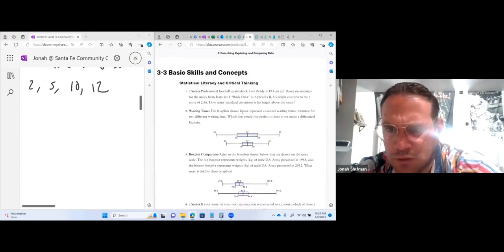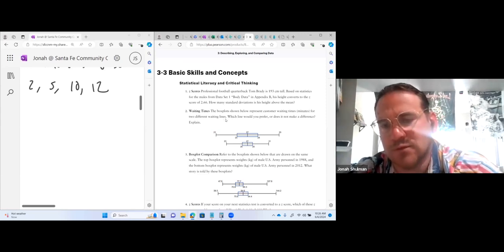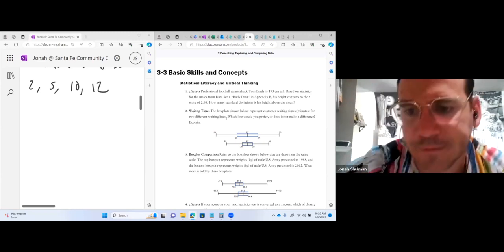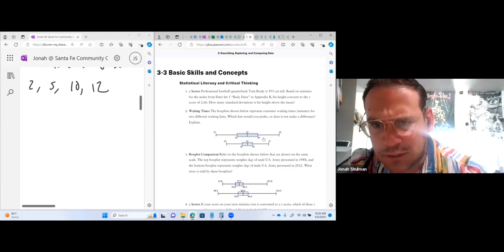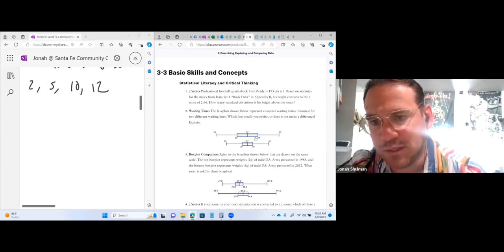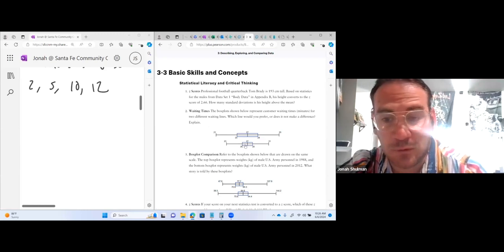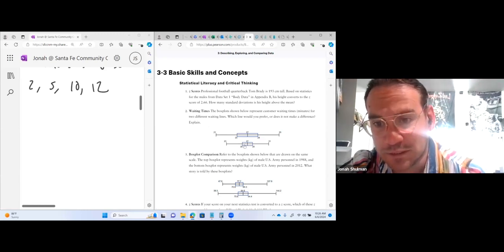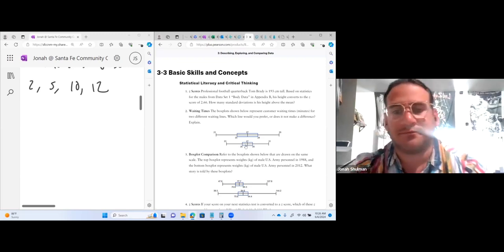The box plots shown below represent customer waiting times for two different waiting lines. Which line would you prefer, or does it not make a difference? Cool. So this box means 50% of my time of waiting, I'm between 25 and 29 minutes. This box means 50% of my time I'd be waiting only 26 to 28 minutes. I'd actually like to be in this line. But you have to explain.